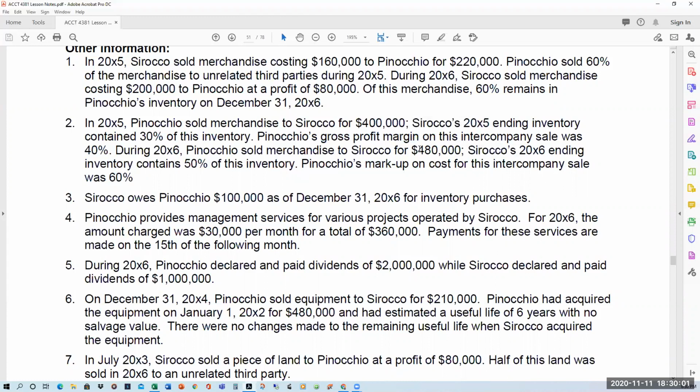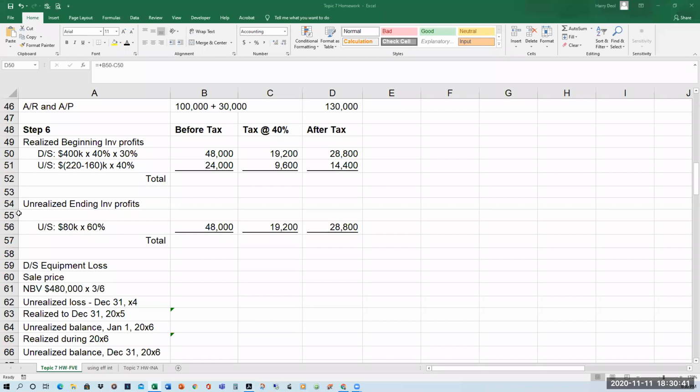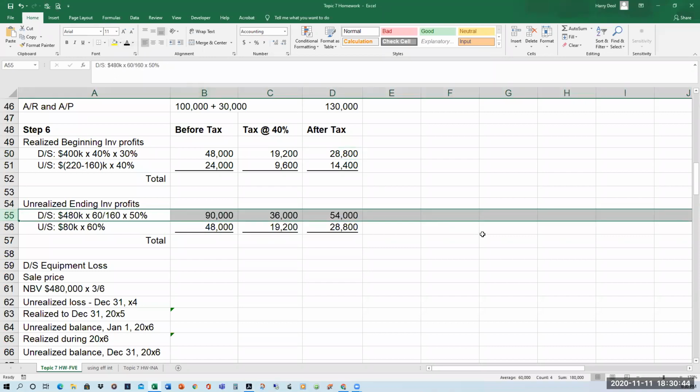Now, because we've only been given the sales value to calculate the amount of the intercompany profit, you need to convert the markup into a margin. You folks learned how to do this in the first intermediate course, so this shouldn't be new. To convert the markup into a margin, you divide the markup by 100 plus markup. So if the markup is 60%, the equivalent margin is 60 over 160. So 60 over 160 times 480,000 times 50% is the amount of the unrealized downstream inventory profit.